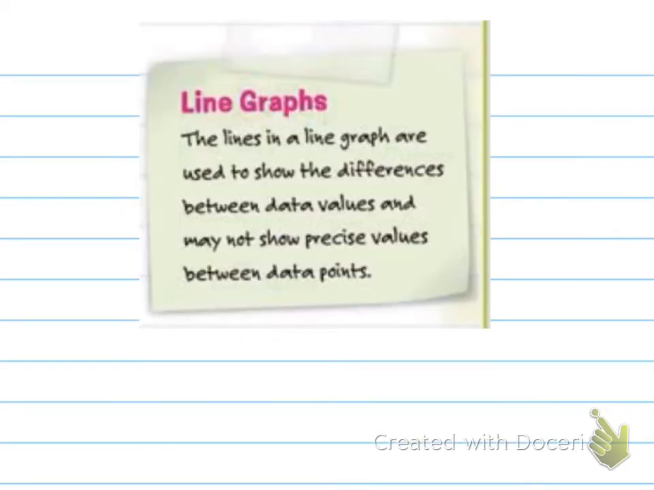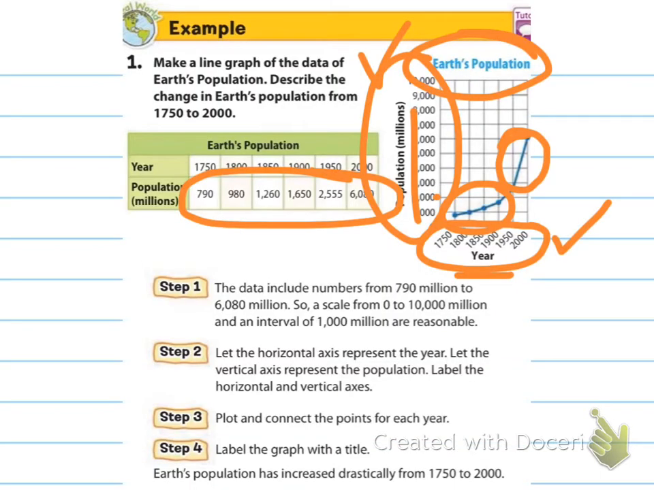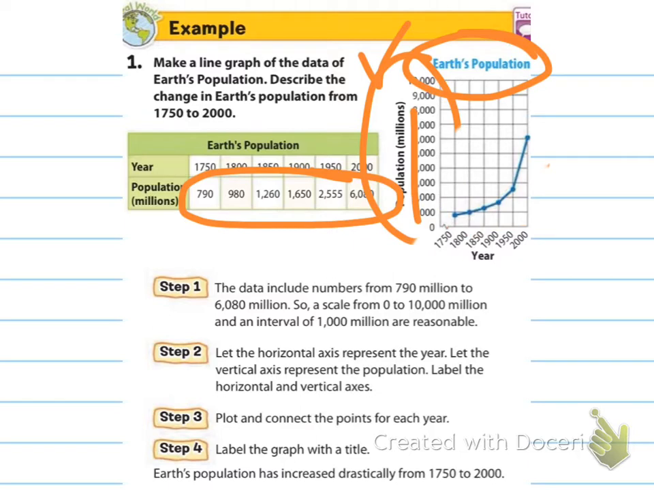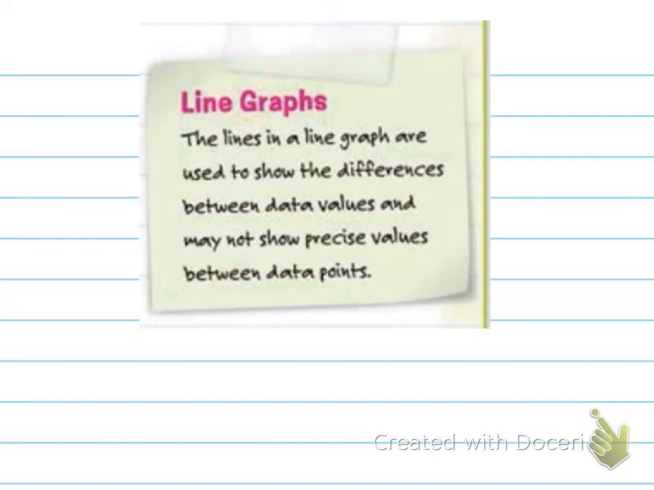So line graphs, the lines in a line graph are used to show the differences between data values and may not show precise values between data points. So it's not like I'm saying that in 1975 there was exactly 4,000 million in the population. It's just saying that from 1950 to 2000, that's the difference. So we're not talking about a difference between the 2 points, and that's really important for you to understand. With the line graph, it's not giving you the data between points, just the points themselves.